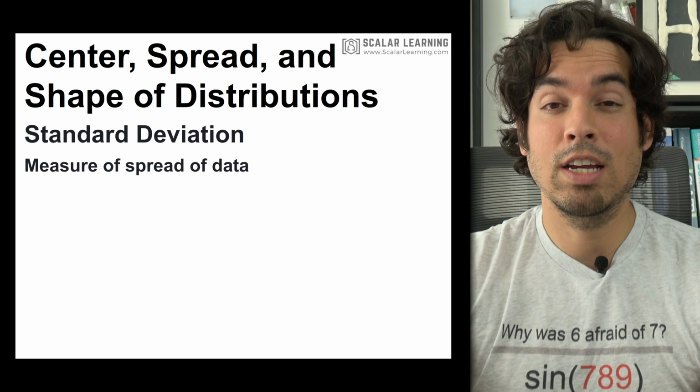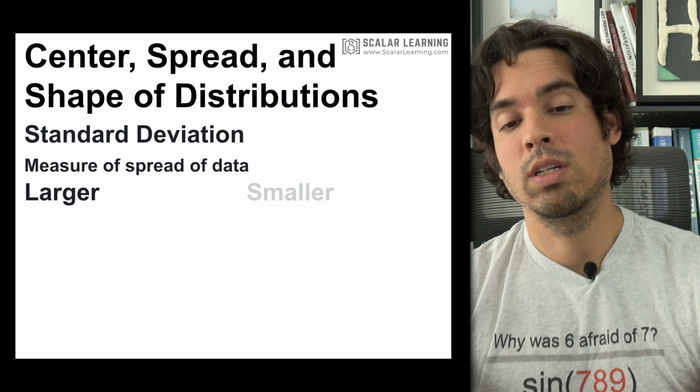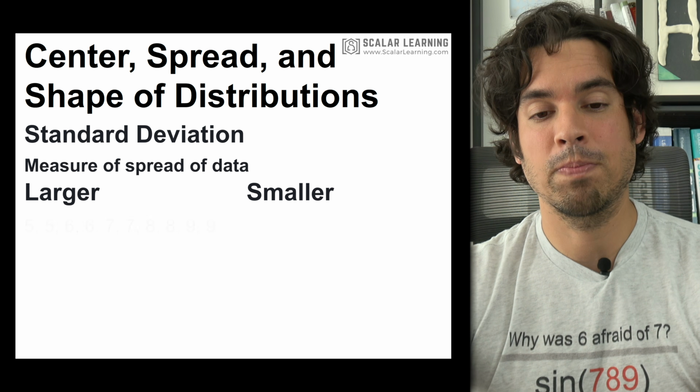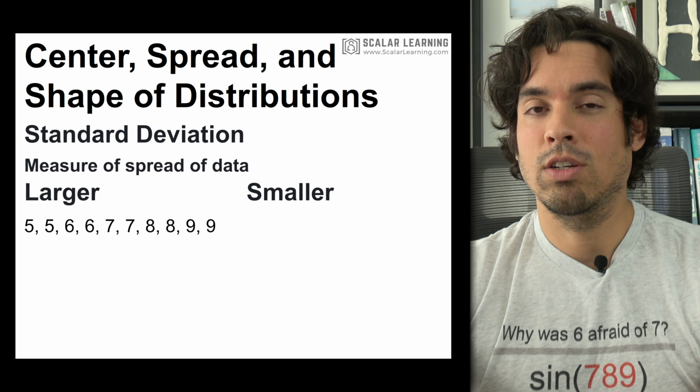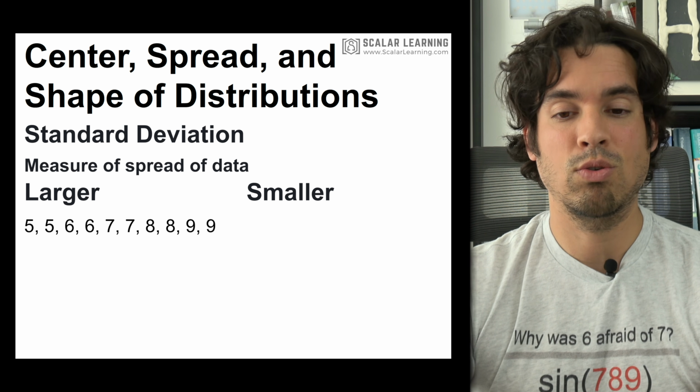So standard deviation is the measure of the spread of the data. So what do I mean? We're going to take 2 examples where we have a larger standard deviation and a smaller standard deviation. So here's a large standard deviation. You can see from the data, it's really spread out, right? 2 5s, 2 6s, 2 7s, 2 8s, 2 9s.